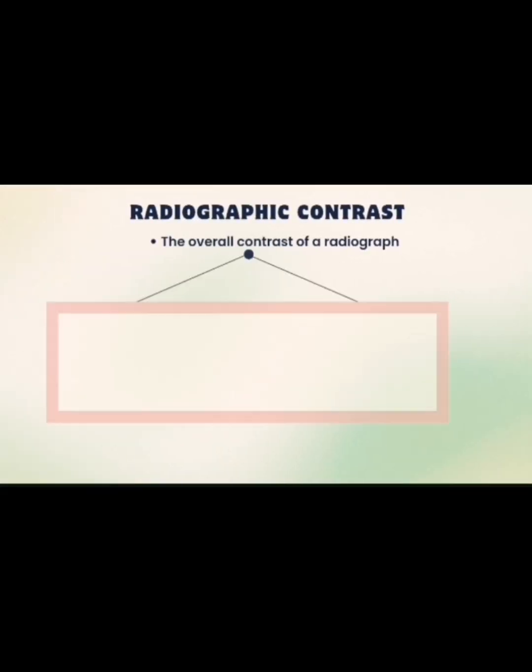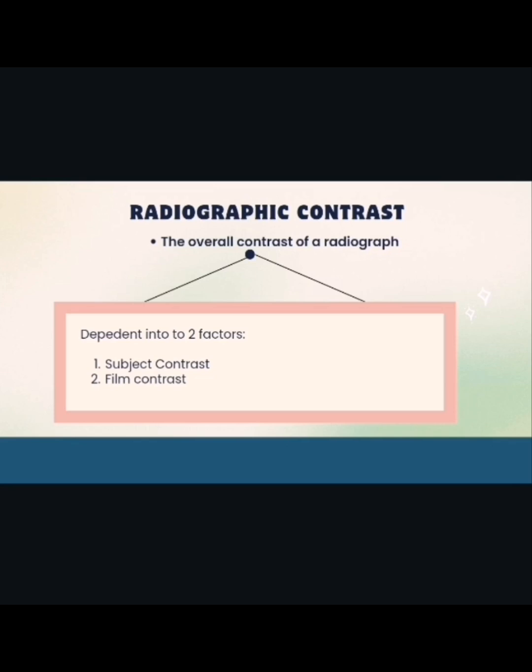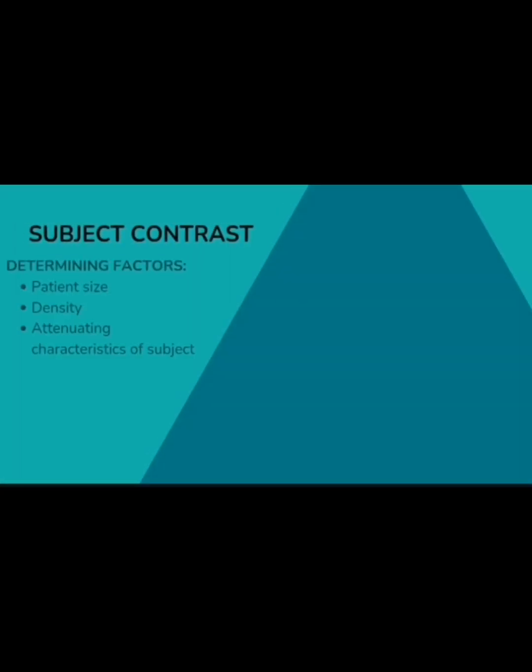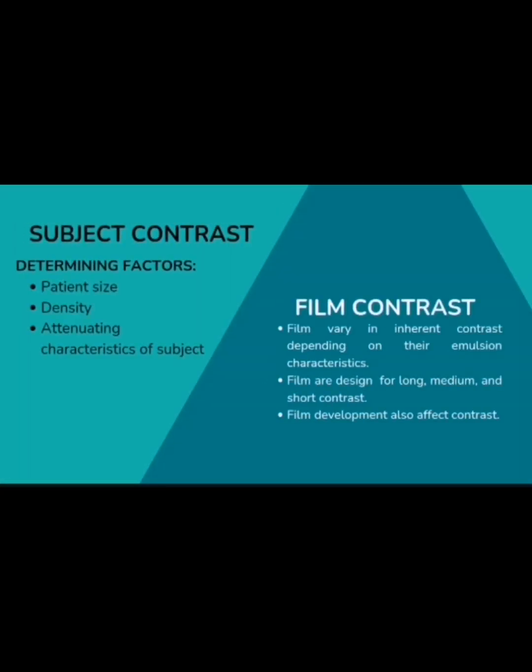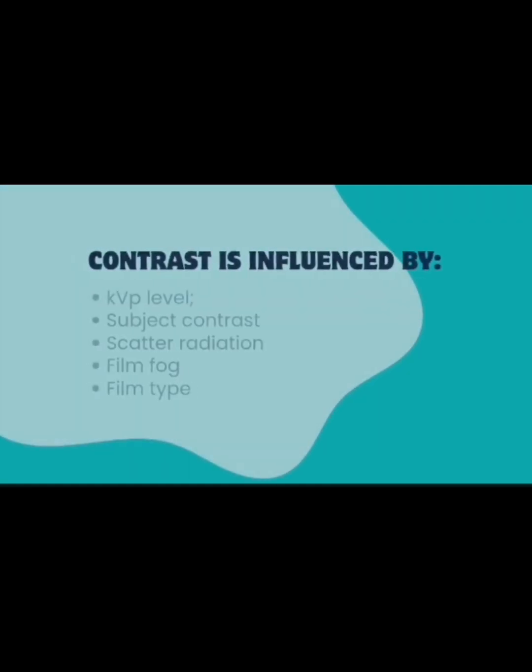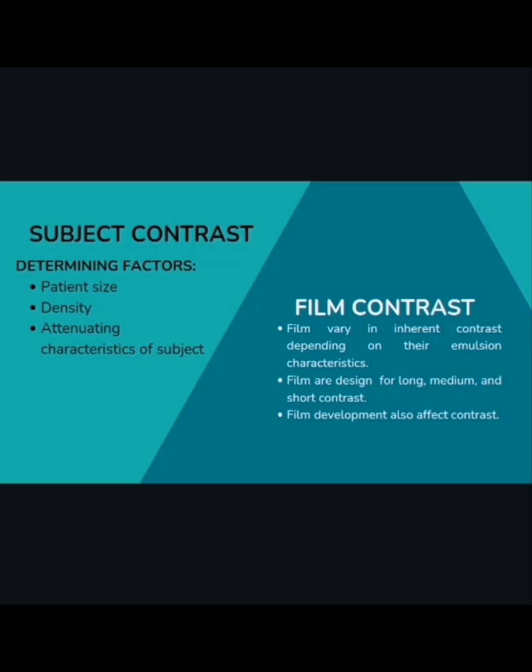And then next, we have the radiographic contrast. Radiographic contrast is the overall contrast in a radiograph. It is divided into two factors, which are subject contrast and film contrast. First is subject contrast. Subject contrast is the ratio of the number of photons in two or more equal zones of the aerial image. The aerial image is the image that contains the information derived from the patient.